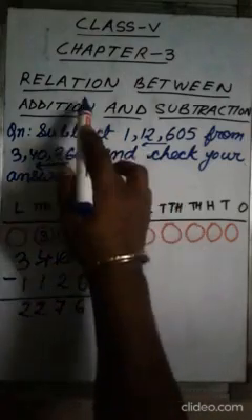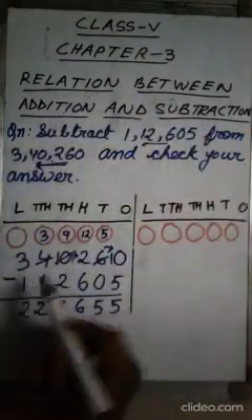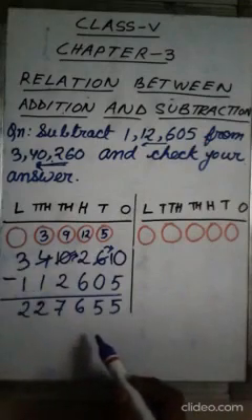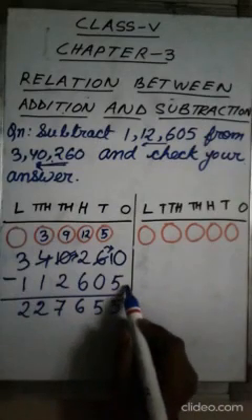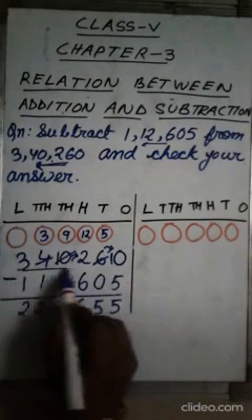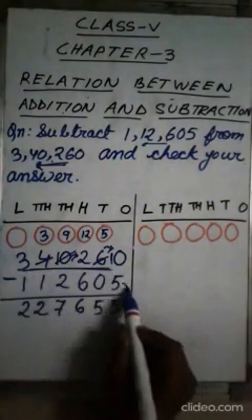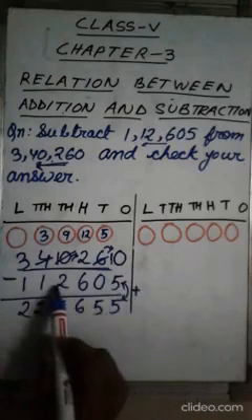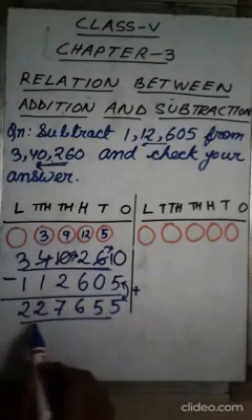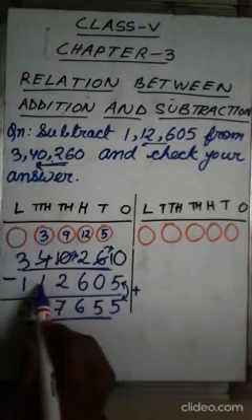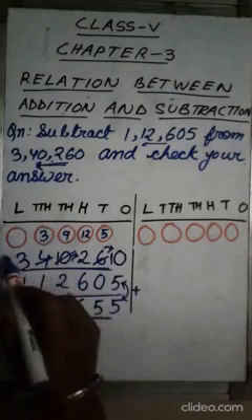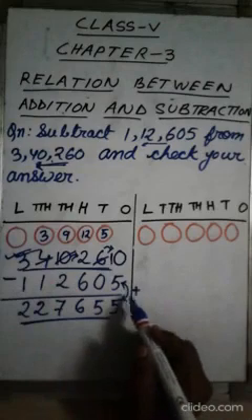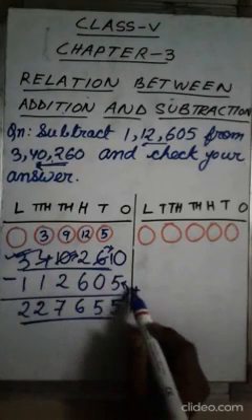Now what is the relation between addition and subtraction? Here we have done the subtraction. The relation is, we shall get this number if we add these two numbers. If we add the difference and the subtrahend, we should get the minuend. So we shall check if it is true or not.